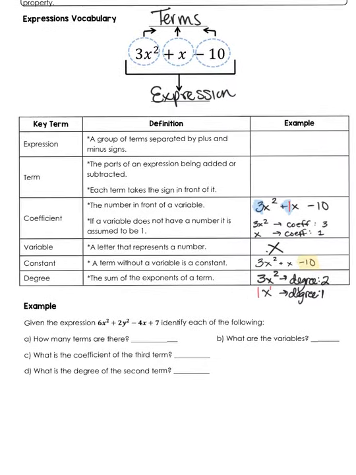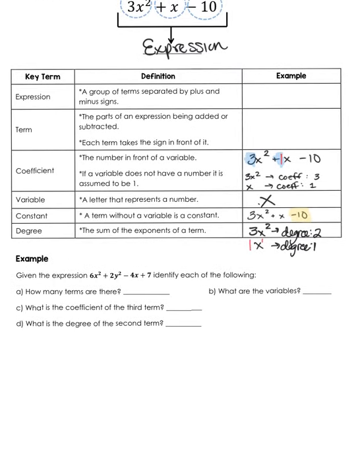For these problems underneath, given the expression 6x squared plus 2y squared minus 4x plus 7, identify each of the following. Take a minute, pause the video, answer these 4 questions about our expression, and then come back and check your answers.